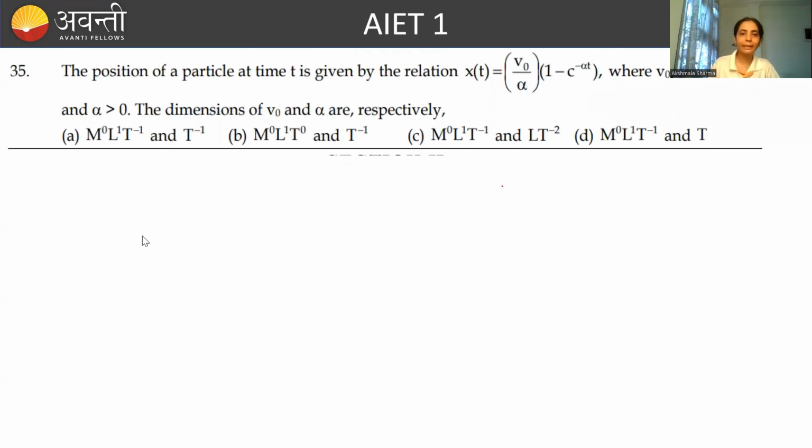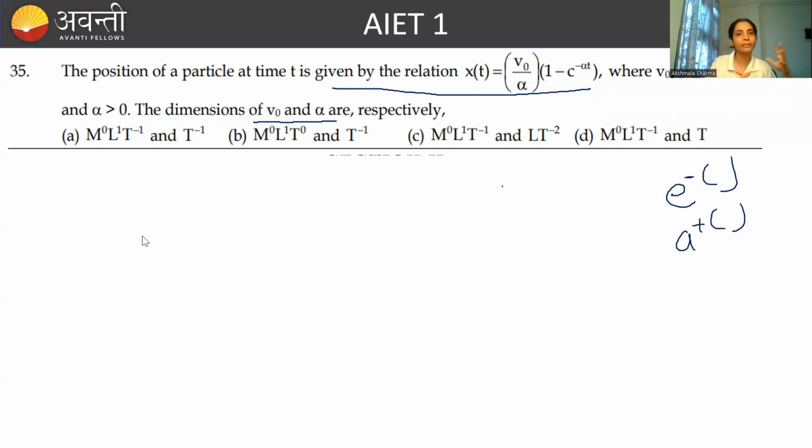Why have I included it? The reason being, let's discuss that. The position of a particle at time t is given by this, where V naught is a constant and alpha is greater than 0. Dimensions of V naught and alpha are? Most important thing is whatever is in the power of something, whatever is in the power will be dimensionless, plus or minus. That you need to remember.